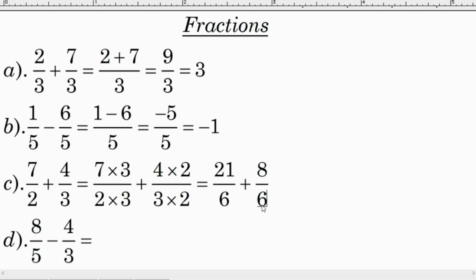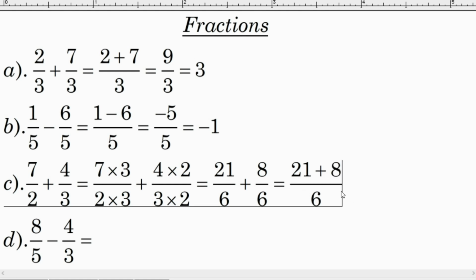Now we already have the same denominator, which is 6. So then we can keep the same denominator for these two fractions, and then we add the numerators with each other, which is 21 plus 8 equals 29, divided by 6. Alright, so now we cannot simplify the numerator with the denominator. Okay, so that will be the answer.